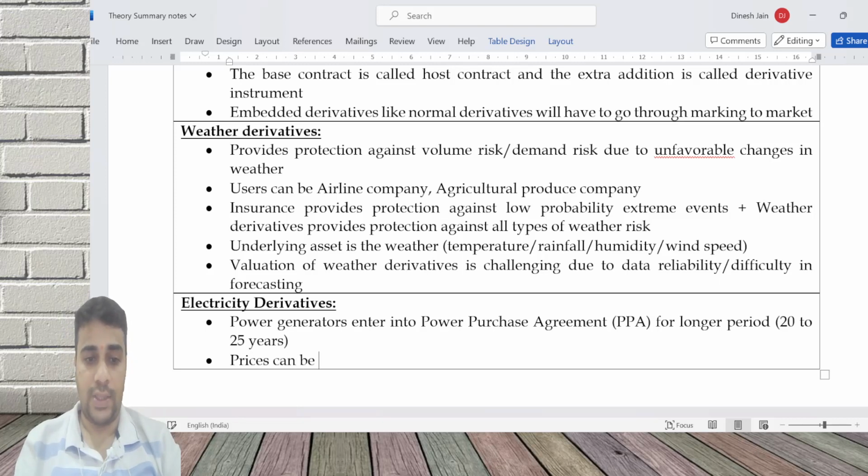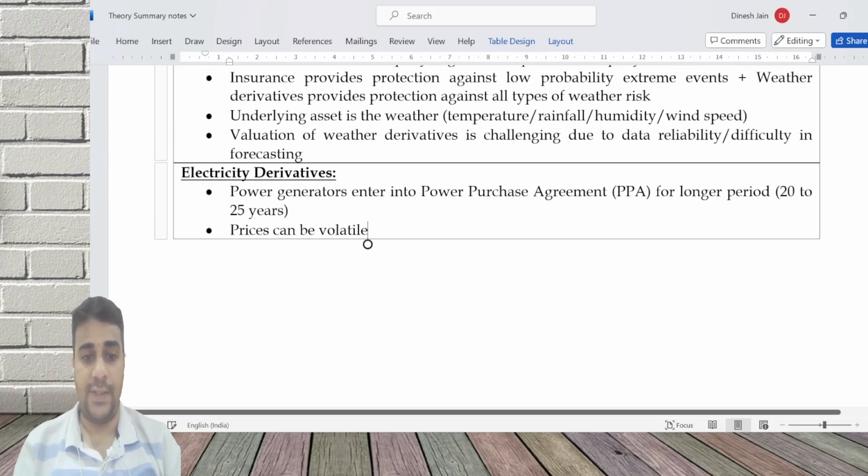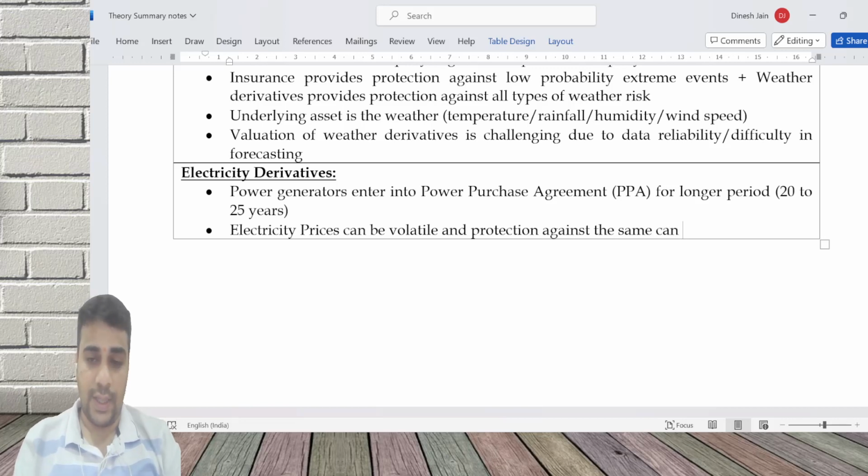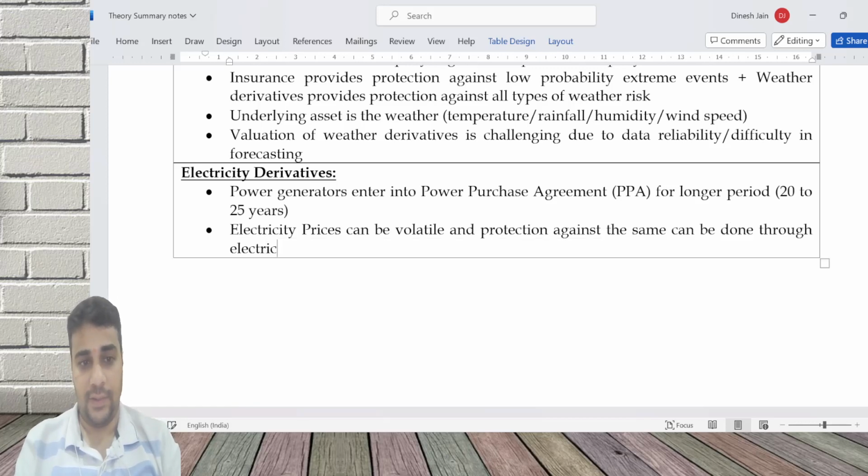Prices can be volatile. Prices can be electricity prices. Electricity prices can be volatile, and protection against the same can be done through electricity derivatives.